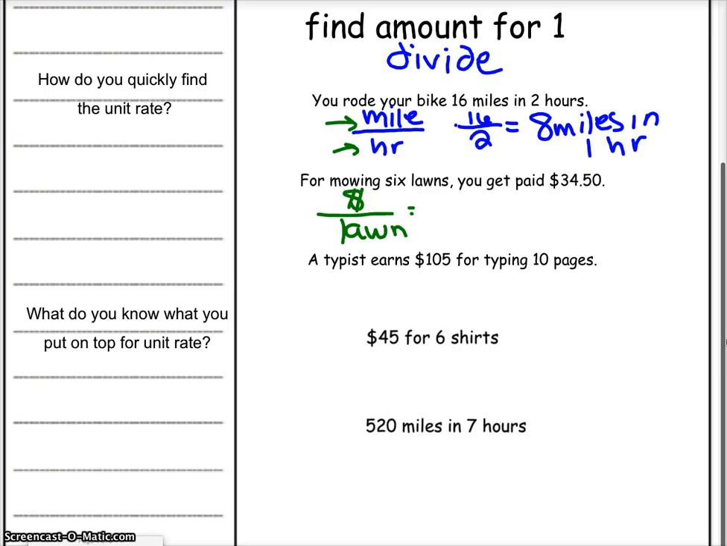So I say $34.50 I got for 6 lawns. I want to know then how much for one. So I'm going 34.5 divided by 6 is a whopping $5.75 for 1 lawn. Per lawn.